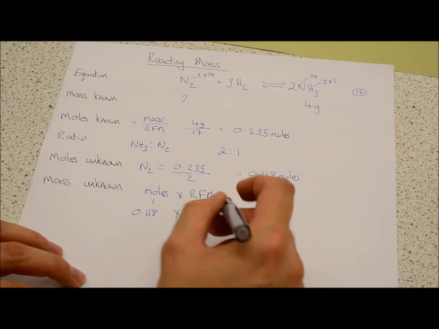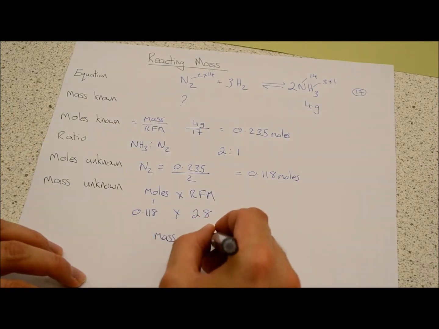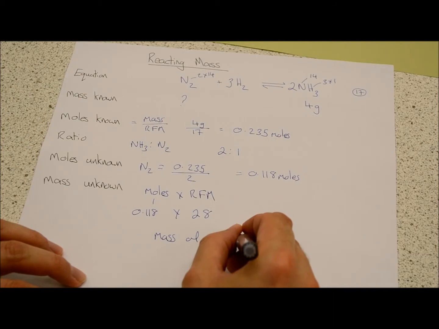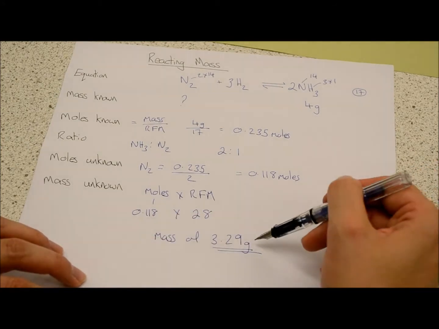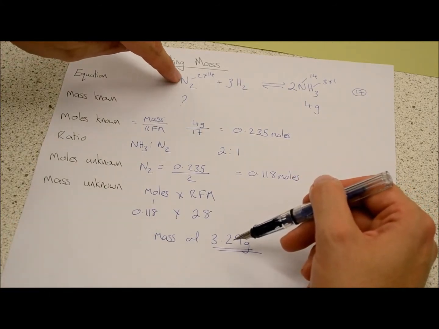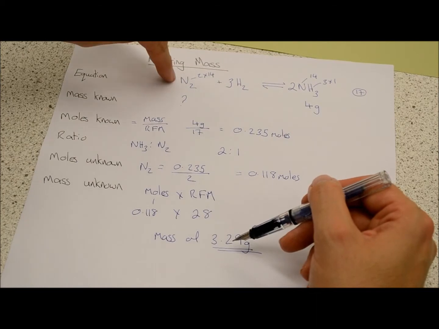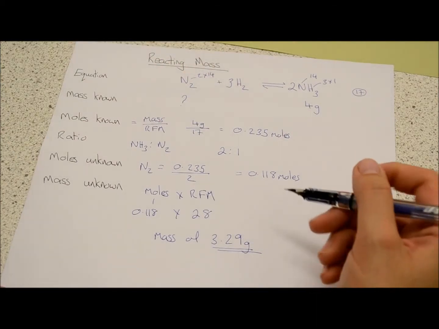And that gives us a mass of 3.29 grams. And although that looks quite high, if you think about it, 3.29 grams of this 4 grams comes from the nitrogen, only a tiny bit comes from the hydrogen, but hydrogen weighs much less.